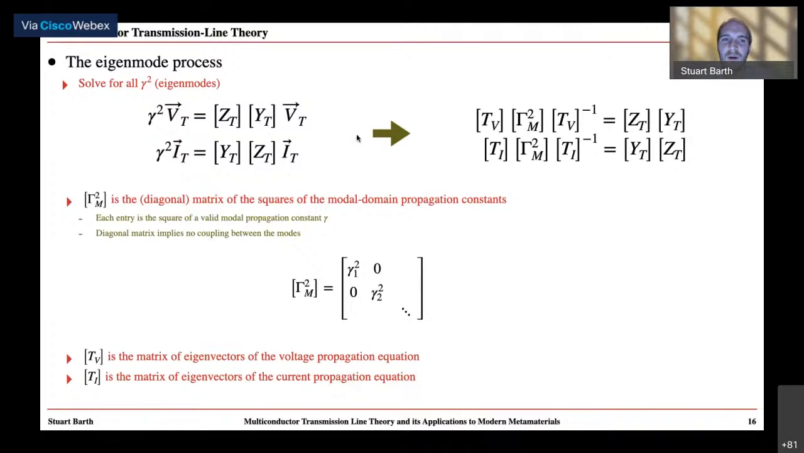If we do that, we get the equation shown on the top right here, where the matrix uppercase Gamma squared M is the diagonal matrix of the squares of the modal domain propagation constants, where each entry is the square of a valid modal propagation constant gamma. Again, this is a diagonal matrix, being a modal domain matrix, and this implies no coupling between the modes, so it's describing independent waves. The eigenvectors in this system tell us how the voltages and currents are distributed for each mode. So T_V is the matrix of eigenvectors of the voltage propagation equation, and T_I is the matrix of eigenvectors for the current propagation equation.